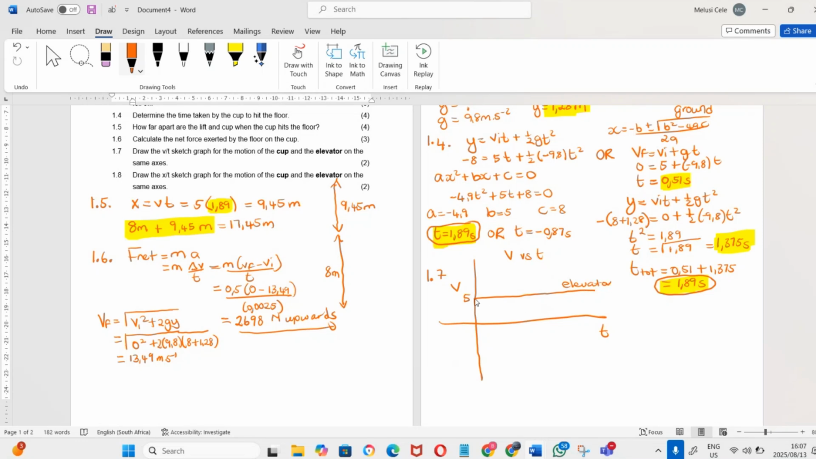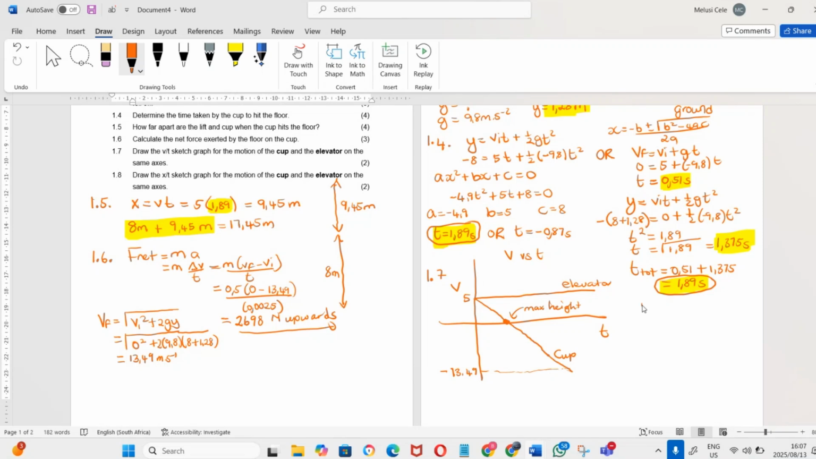And for the cup, it also started at a velocity of 5 meters per second. Then it went up. It reached maximum height here, where its velocity was 0. And then it turned, reached its turning point, and then accelerated downwards, and it hit the floor at negative 13.49 meters per second. That's pretty much how those graphs would look.